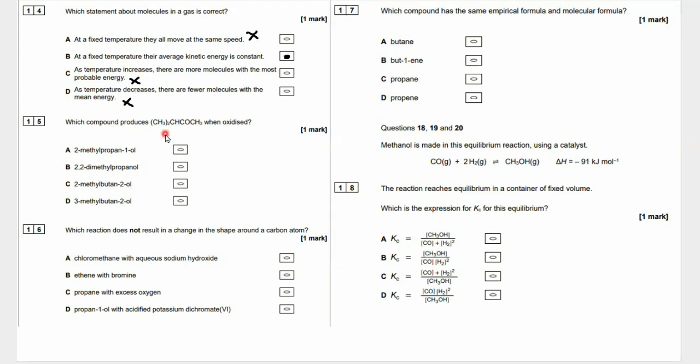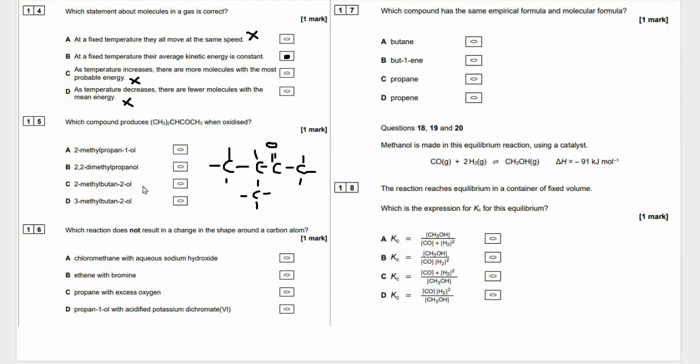15. Which compound produces CH3CHCOCH3 when oxidized? So let's draw this compound out, and then we'll get a good idea. So we've got C-C. That is so terrible, my drawings. Now, we have a methyl group that is coming off over here. Have I done the right amount of carbons? 1, 2, 3, 4. Okay, cool. There should be hydrogens on the end of that.